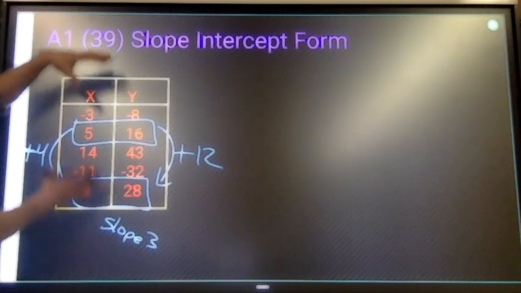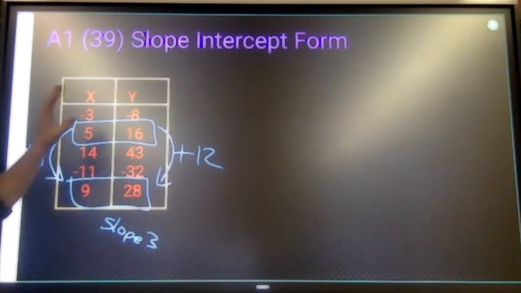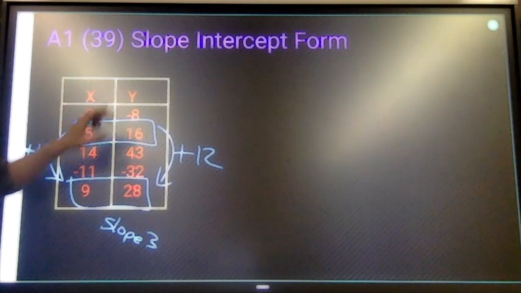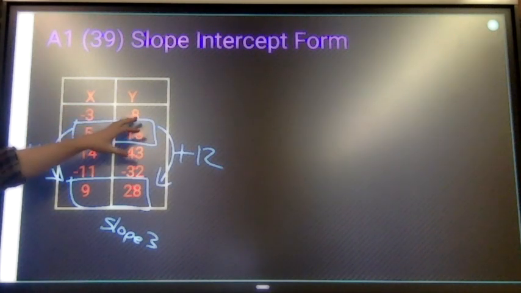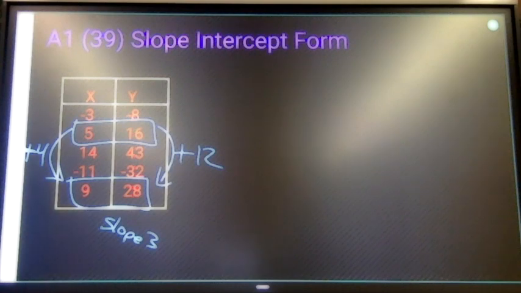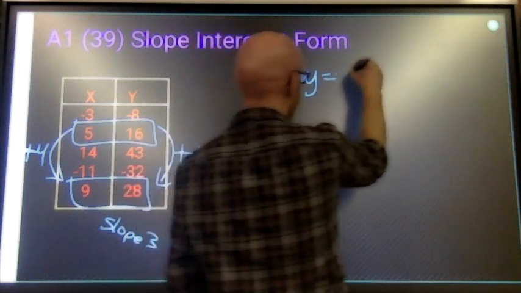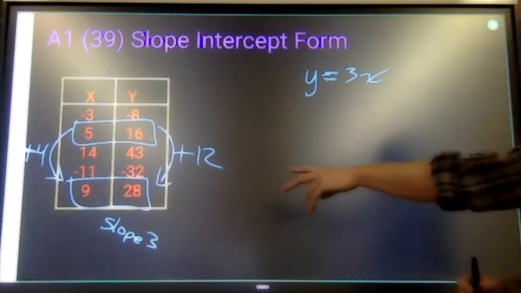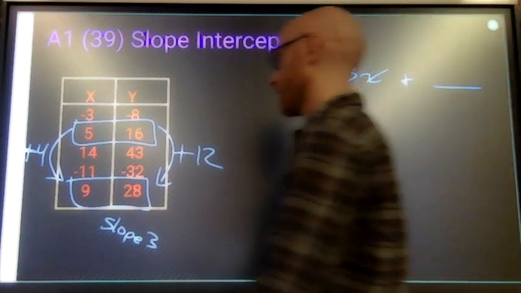All right, you can do the same kind of thing we did in lesson 36 to find the intercepts for this. The intercept's going to be somewhere between -8 and positive 16, right? Because we want x to be 0 at the y-intercept. Or you can do what we've been doing. My preferred method, start writing your equation. Y equals 3x. Why am I writing y equals 3x? Because it's y equals slope times x, plus my y-intercept, which I don't know yet. Pick a point, any point.